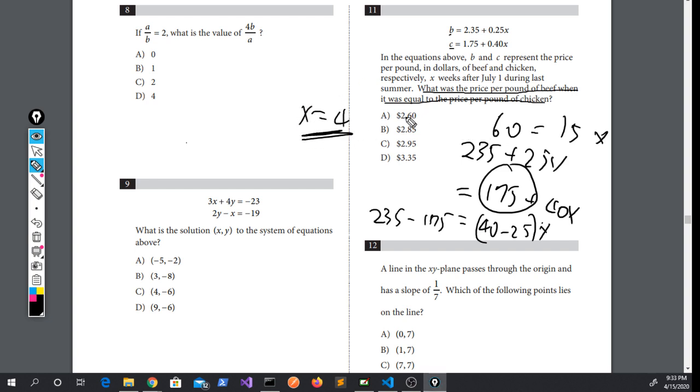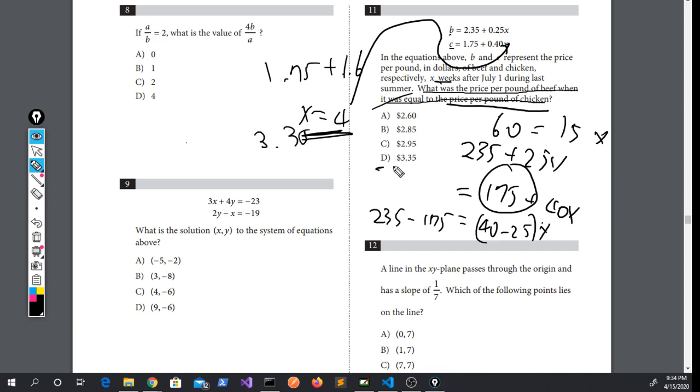Huh, that's weird. It's not in the answer. That's because x is what? It's weeks, right? It's asking for price per pound of chicken. So you've got to plug this back in, to the chicken part. So 1.75 plus 1.6, which is 3.35, which is D.